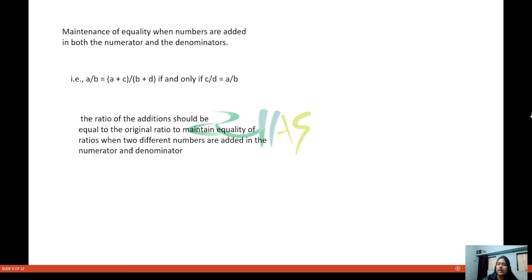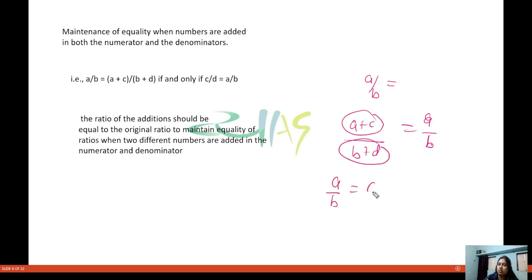Are you getting my point? I am saying you have a by b, and we are adding something c to the numerator and some number d to the denominator. Now this will be equal to a by b only in case a by b is equal to c by d. Okay, I hope you understand this thing.